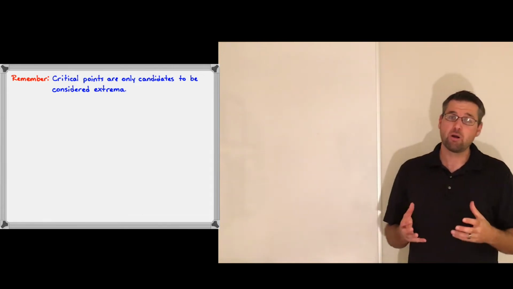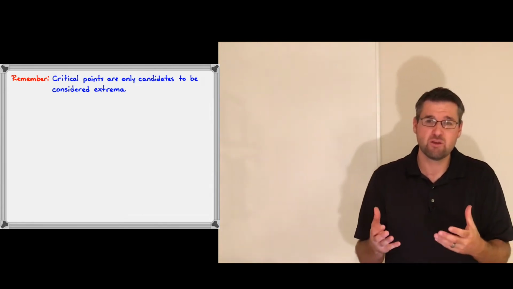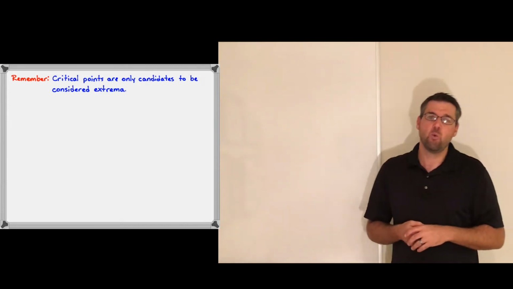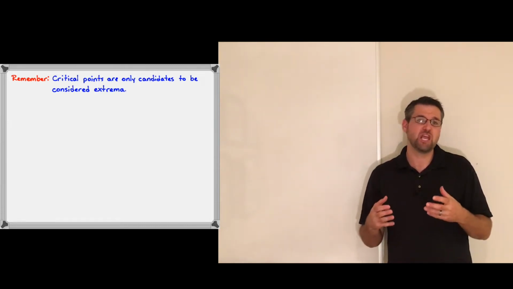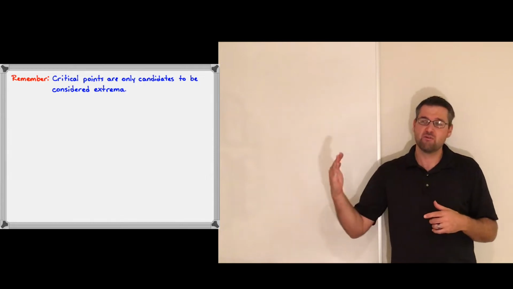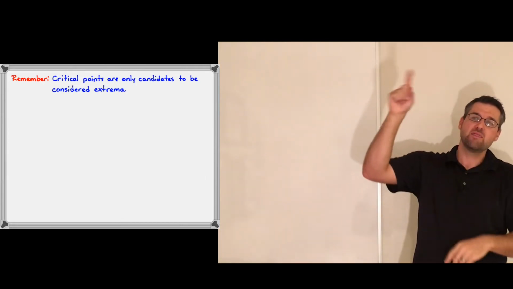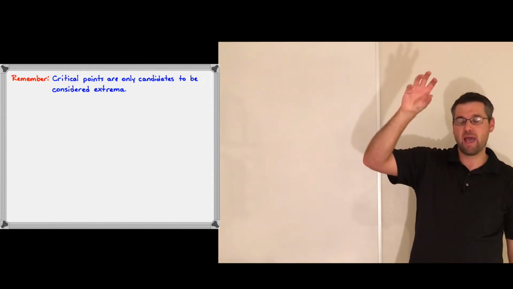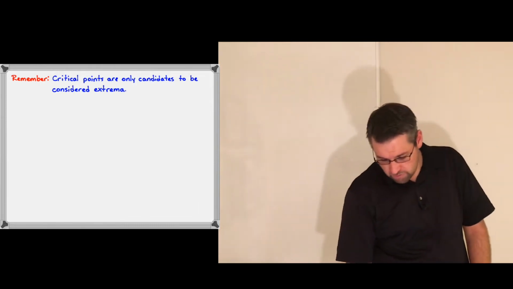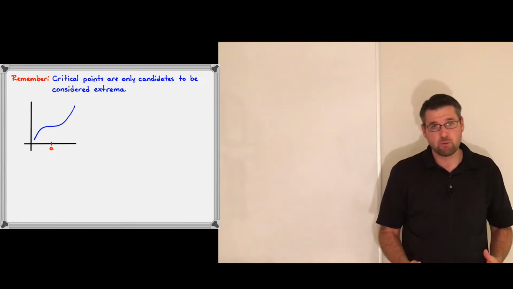Now, the important thing that we're looking for is really when the function, when f, changes direction. If a function is increasing and then it goes to decreasing, then we're going to have a relative maximum at that point there. So the first thing we have to do is identify critical points.